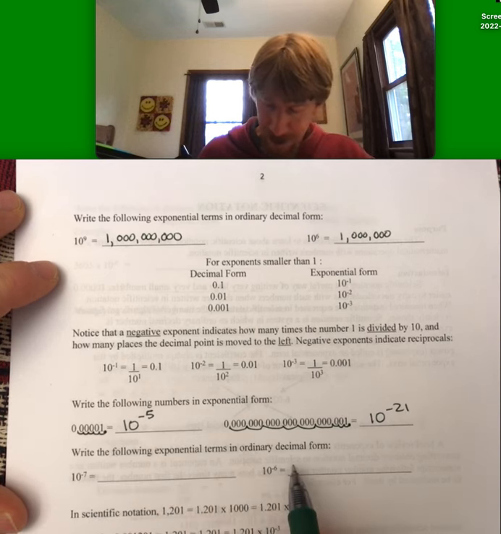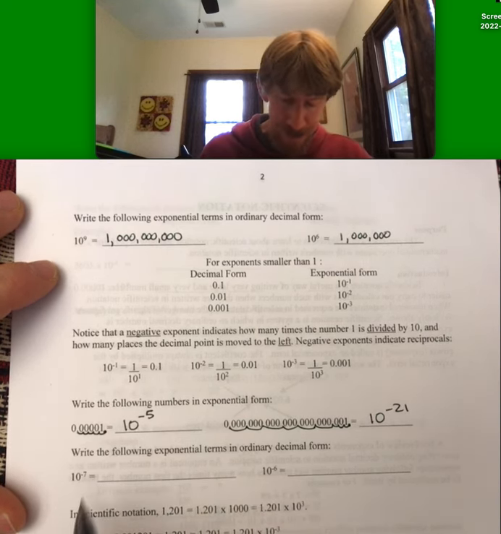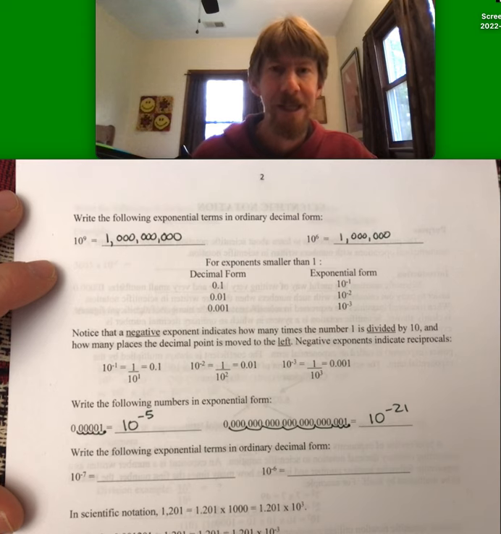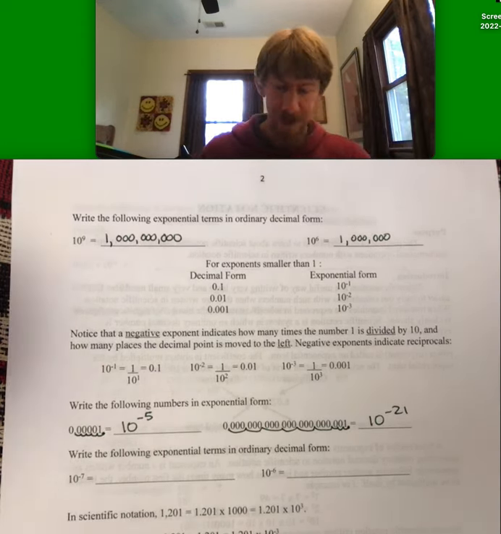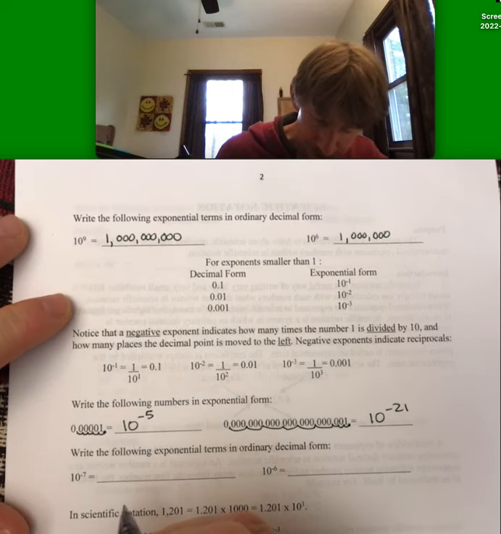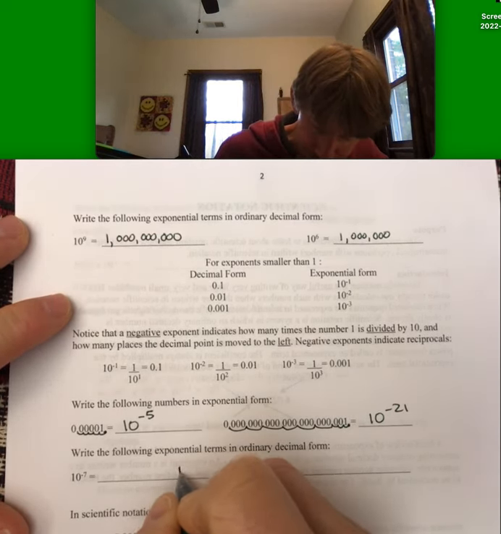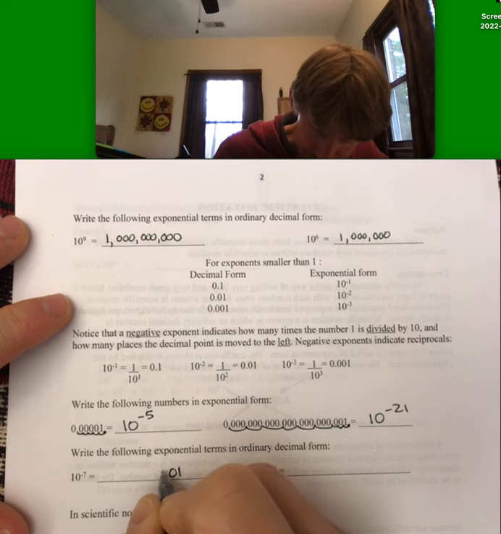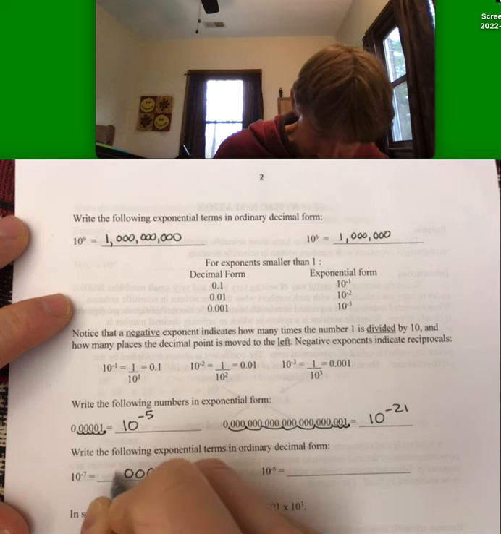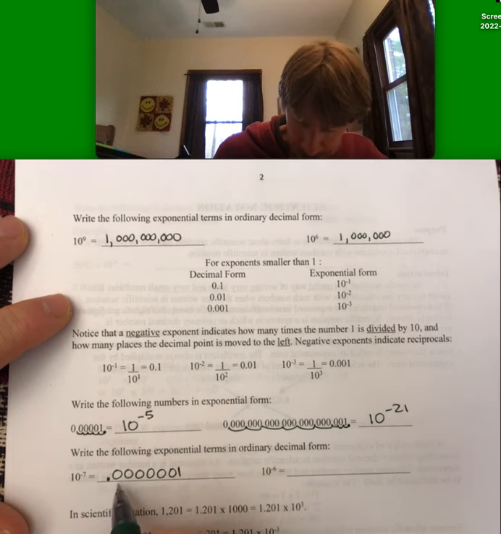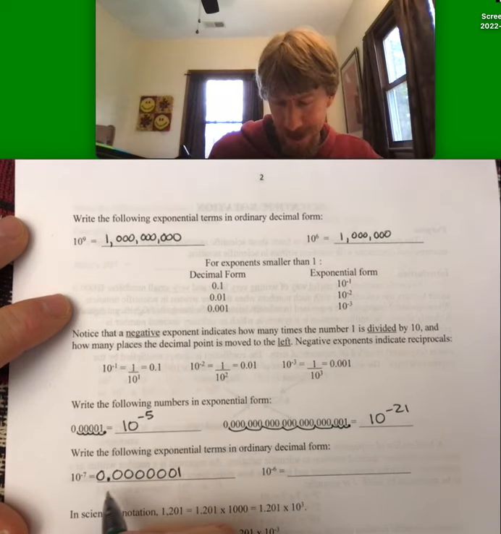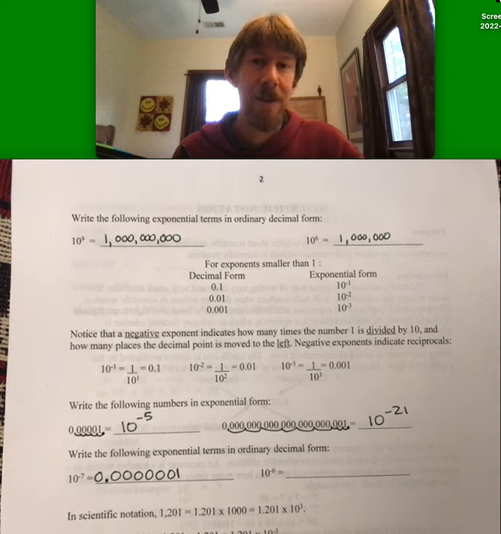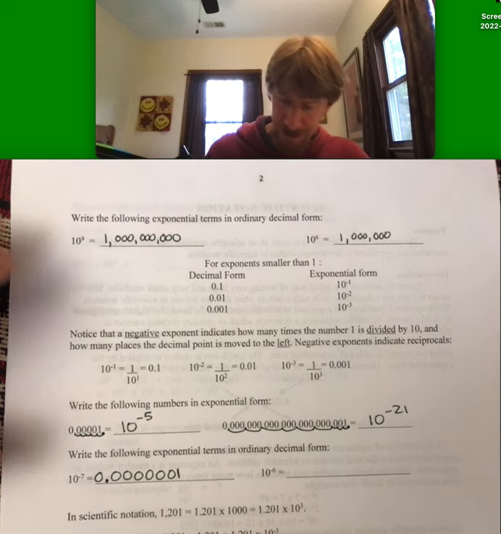Write the following exponential terms in ordinary decimal form. So 10 to the minus 7 means 1 with the decimal moving 7 times. So let's see. So 1, 2, 3, 4, 5, 6, 7. 1, 2, 3, 4, 5, 6, 7. Yep, it ends up right there. And I like to put my 0 in front of it so I know where my decimal point is. Try and make my decimal points nice and large so they're visible.